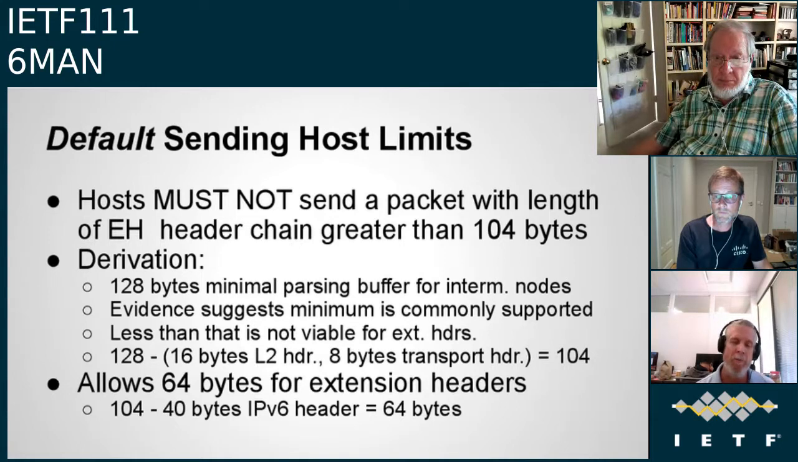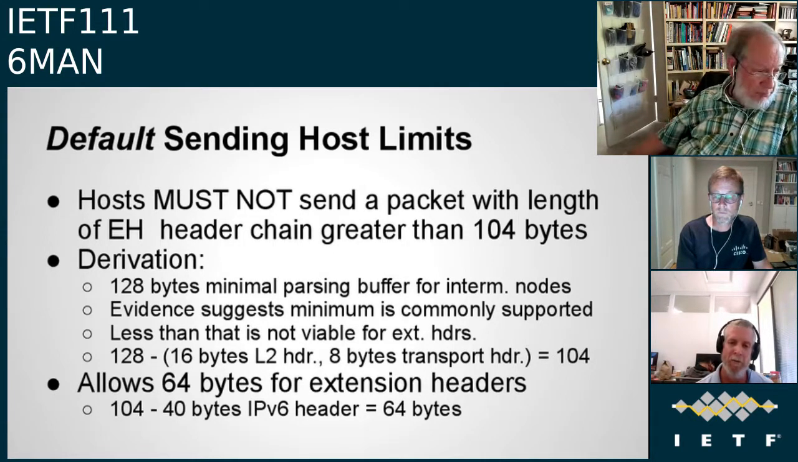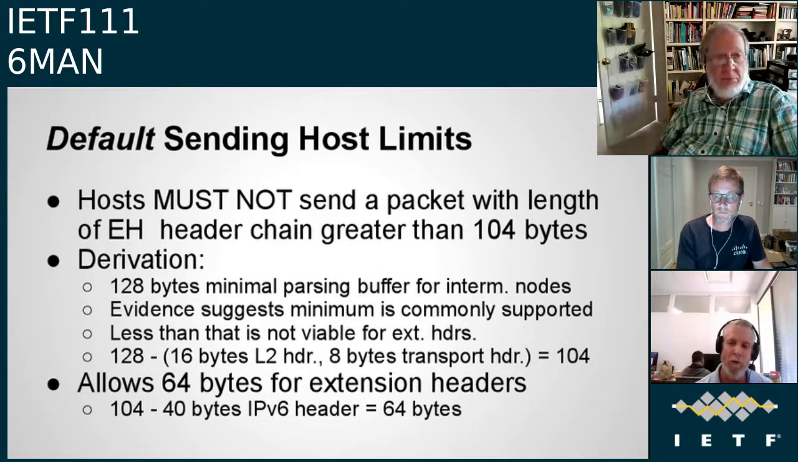And this is derived from the fact that we expect that routers and intermediate nodes should at least support a 128 bytes minimal parsing buffer, which means they should be able to process at least 128 bytes of headers. There is some evidence that suggests that's commonly supported. We do have anecdotal information. I don't think anyone's ever done an actual measurement on the internet.